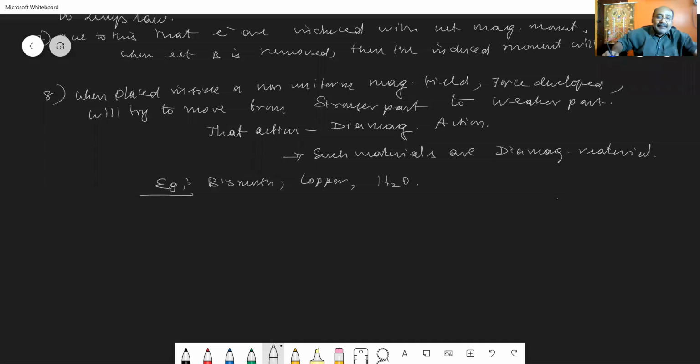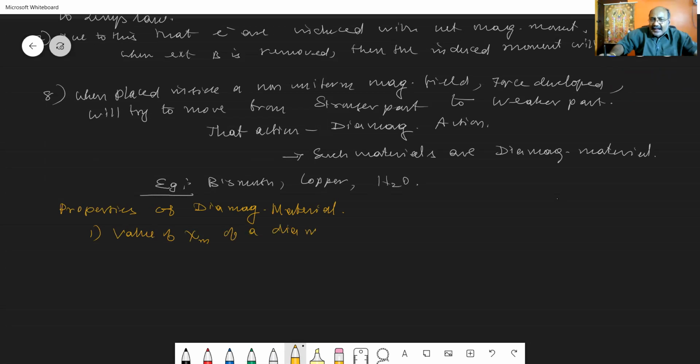What are the properties of diamagnetic materials? How can we summarize them? The properties of diamagnetic materials are in general as follows. Number one: the value of the susceptibility of a diamagnetic material is small and also negative.